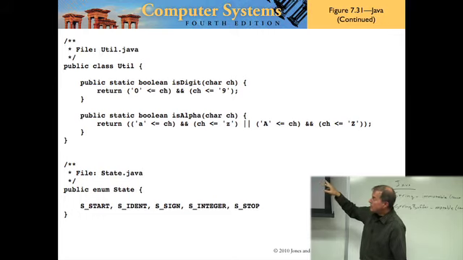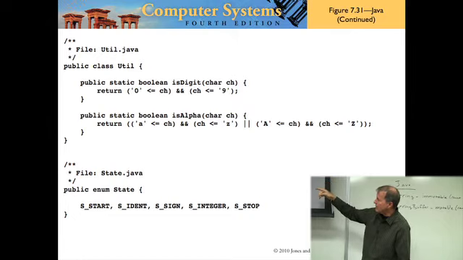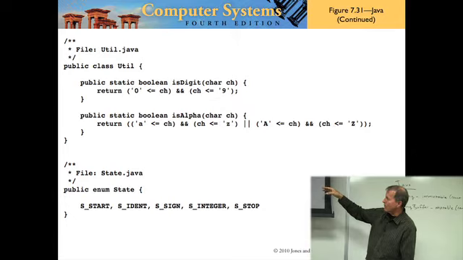All right, and now there's a special little utility class. Util stands for utility. And here I have a public static Boolean isDigit. Does everybody see how that works? It returns true if it's a digit between 0 and 9. And then here is isAlpha. It's between lowercase a and z or uppercase A and Z. Are we good? And do you remember the finite state machine that we had? What were those states?